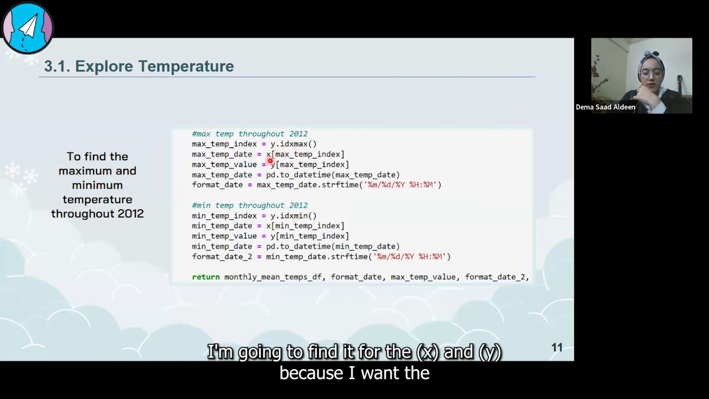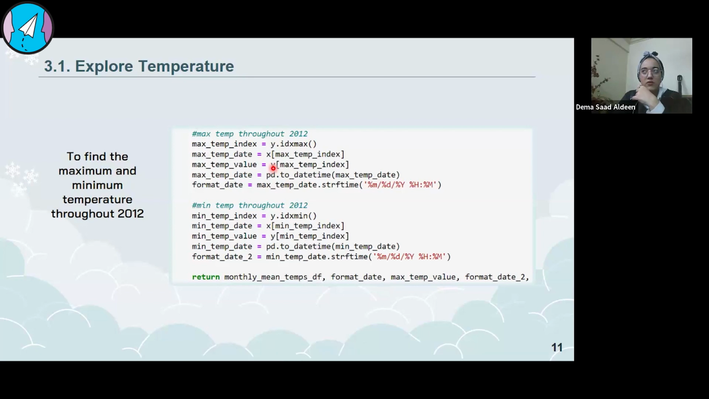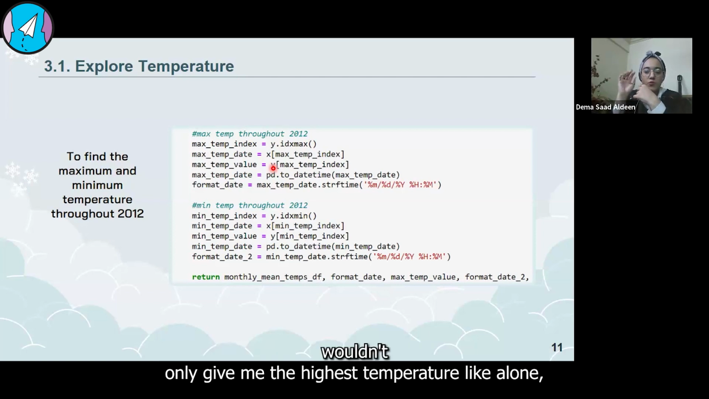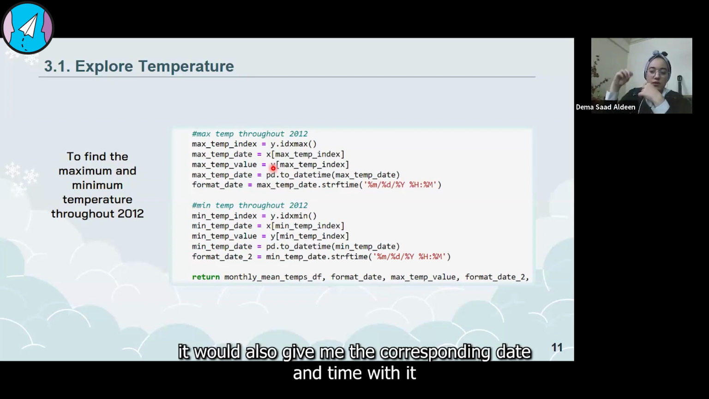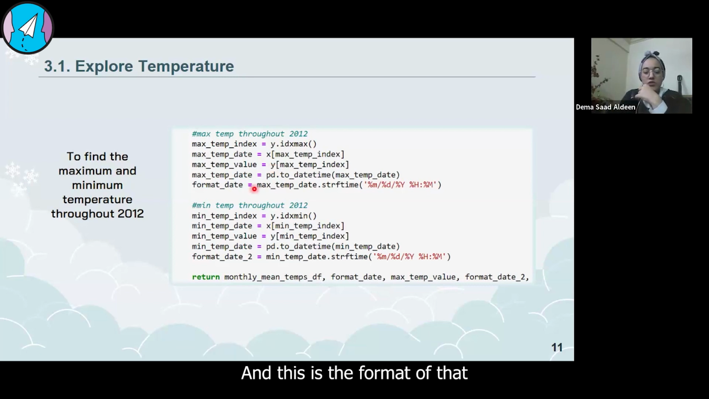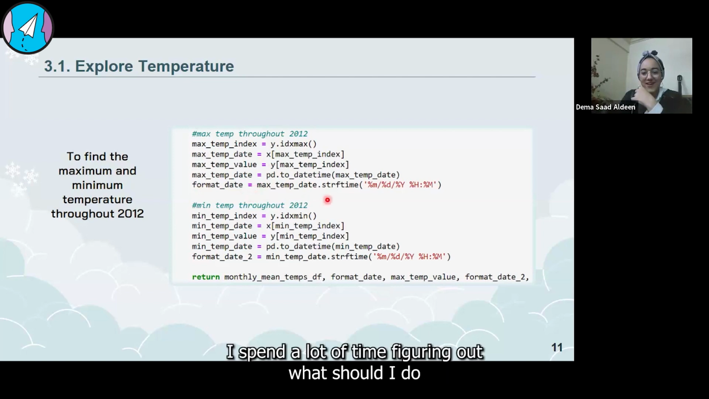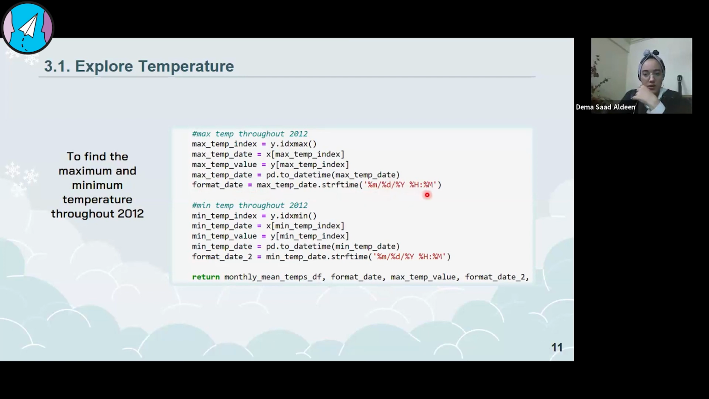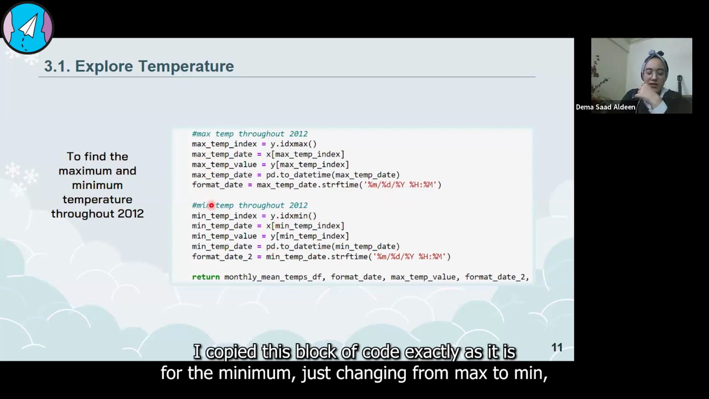I'm going to find it for the X and Y because I want the highest temperature with the corresponding date and time, so that Python wouldn't only give me the highest temperature alone, it would also give me the corresponding date and time with it. And this is the format that I spent a lot of time figuring out. It turns out I could write it like this because it's month, day, year, hour and minute. I copied this block of code exactly as it is for the minimum, just changing from max to min.